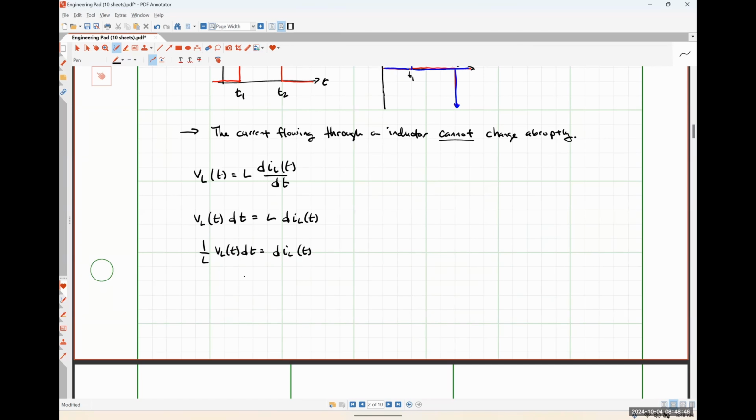And integrating both sides then gives me IL of t is equal to the integral from negative infinity to t of 1 over L times the voltage drop across my inductor, VL of t prime dt prime. I'm using that t prime dummy variable again, where that never indicates taking a derivative in this class. That is just a dummy variable for time. Okay. So this is one representation, and there's nothing particularly wrong with it, but there's another more commonly used expression for current as a function of voltage.